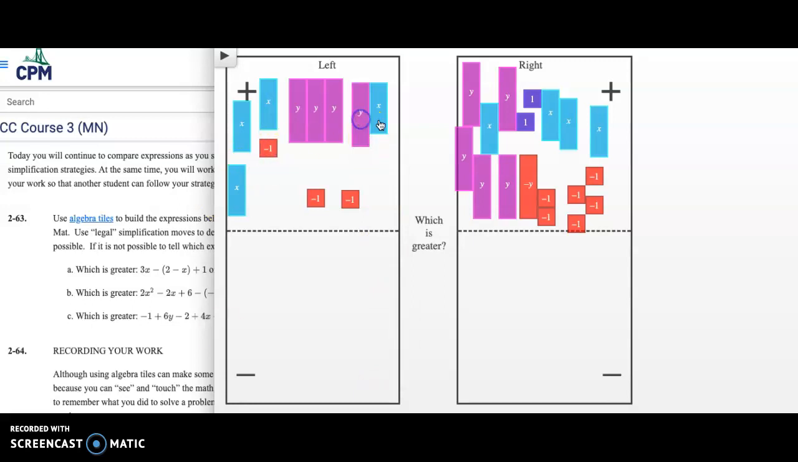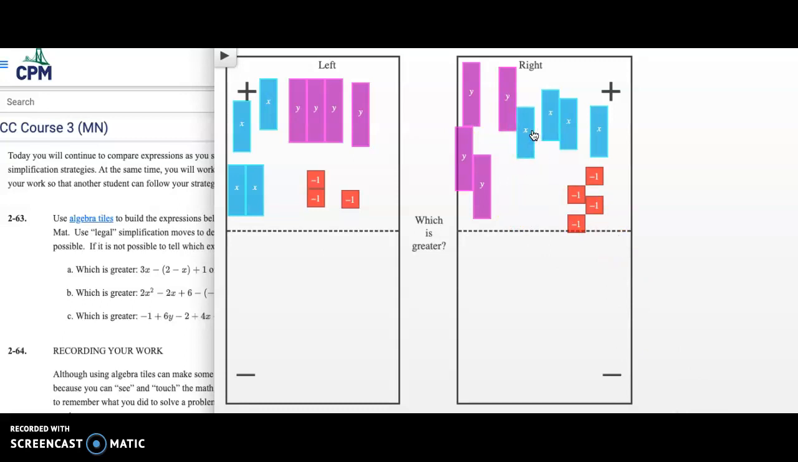And I do not see any more zeros I can make on the left mat. On the right mat, I can make 0 with y and -y. Take those off. I can make 0 with +2 and -2. All right, and I don't see any more zeros that I can make.